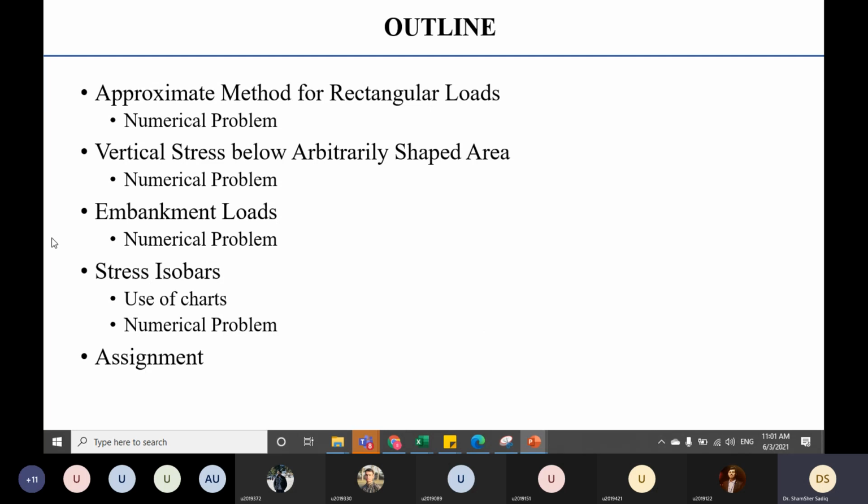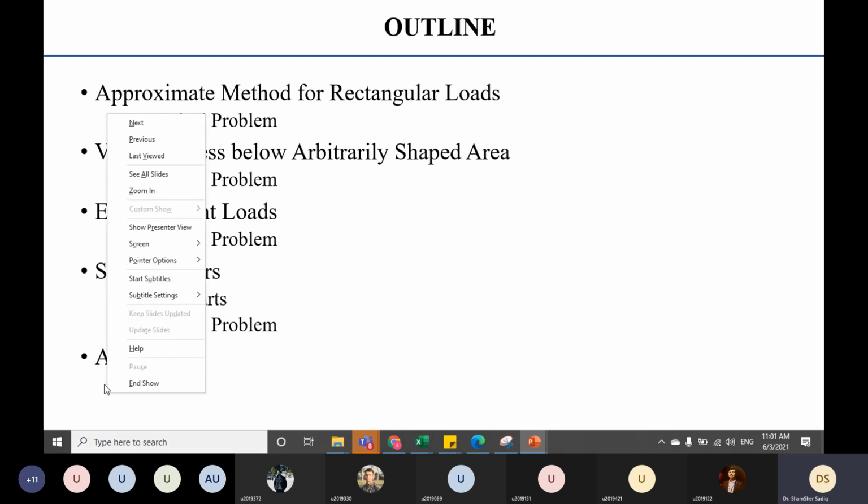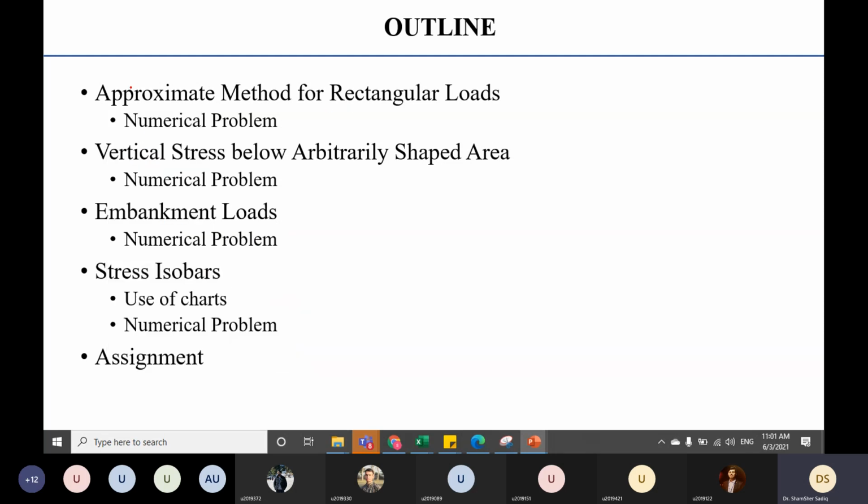There are a few more solutions which are widely used in practice. One very famous solution is the 2:1 method, which is a very quick and approximate method. These are not exact solutions, but approximate methods. The second one is the vertical stress below an arbitrary shape, which is called the Newmark chart method. We will solve one example.